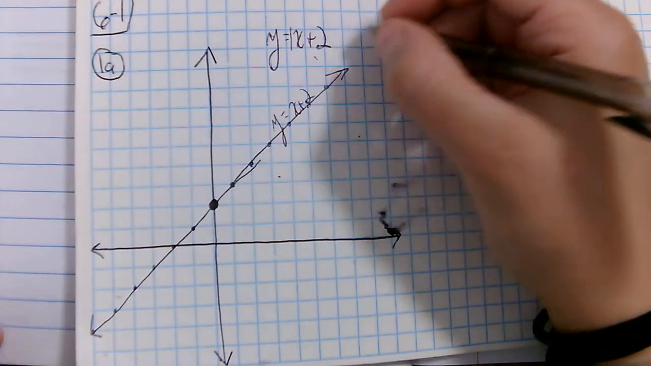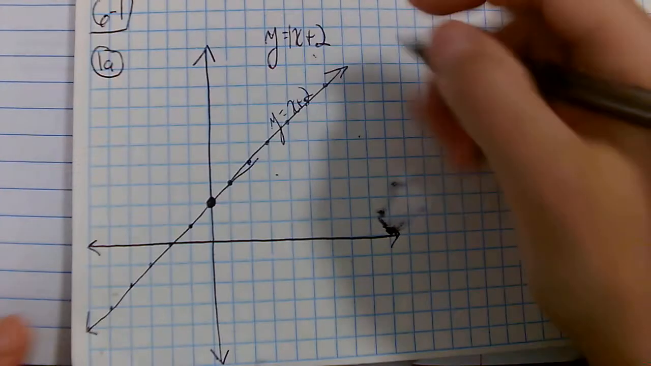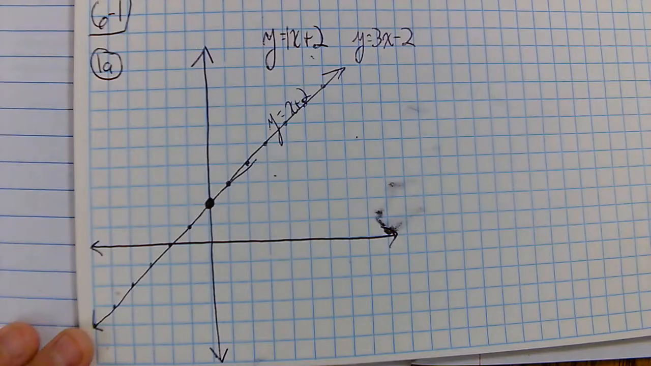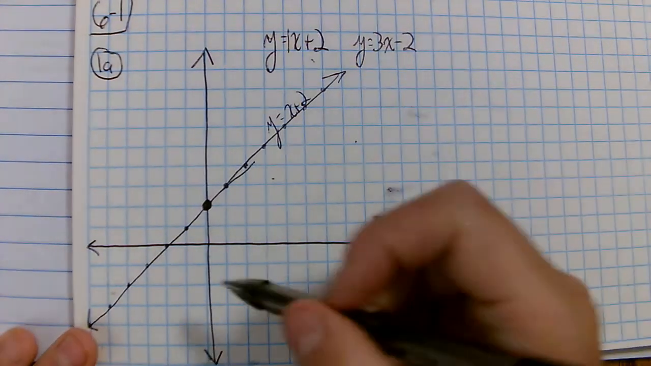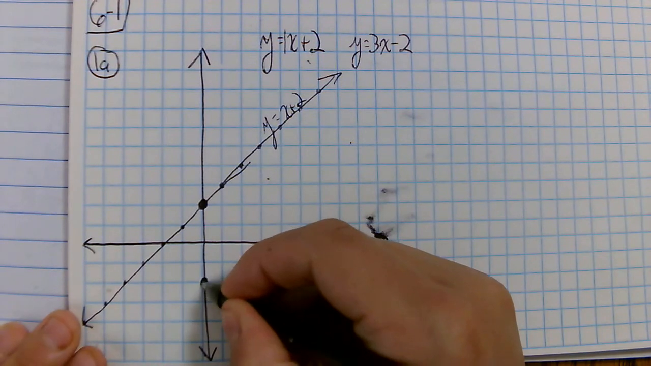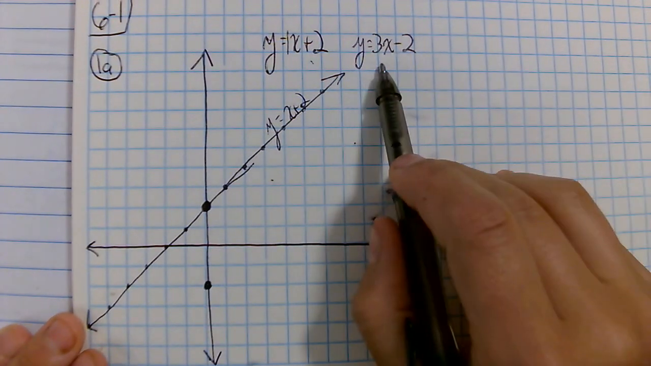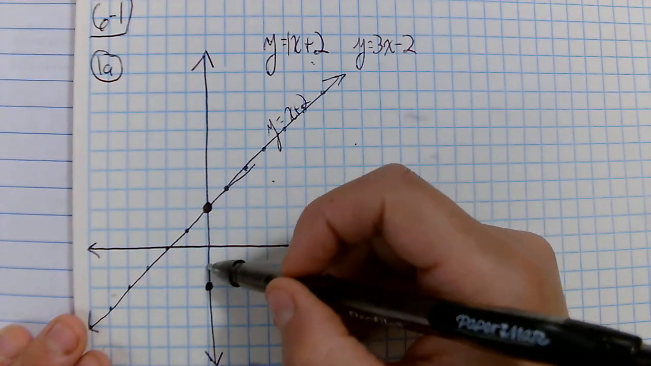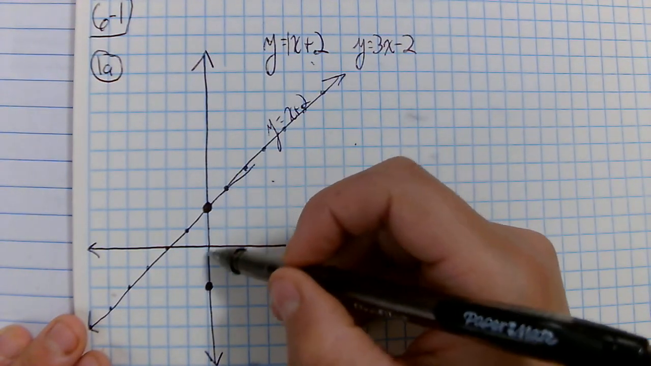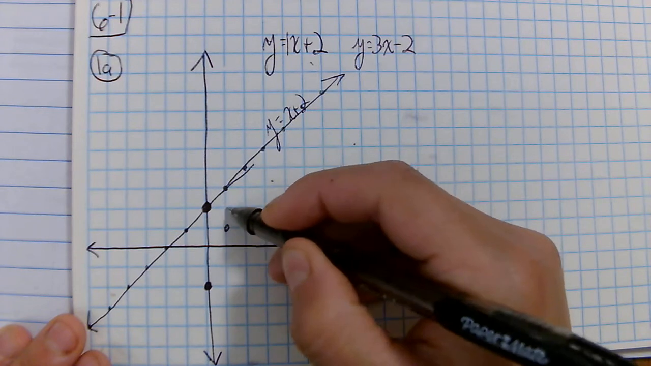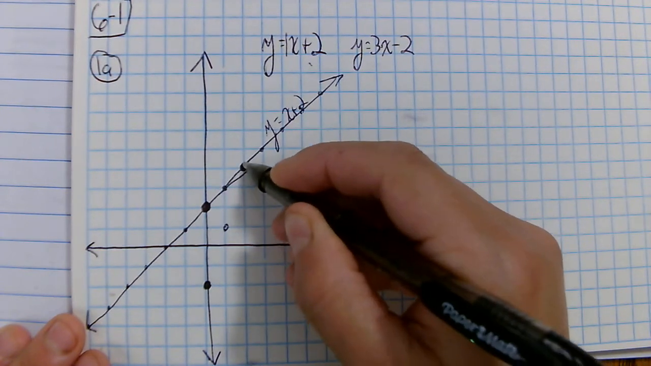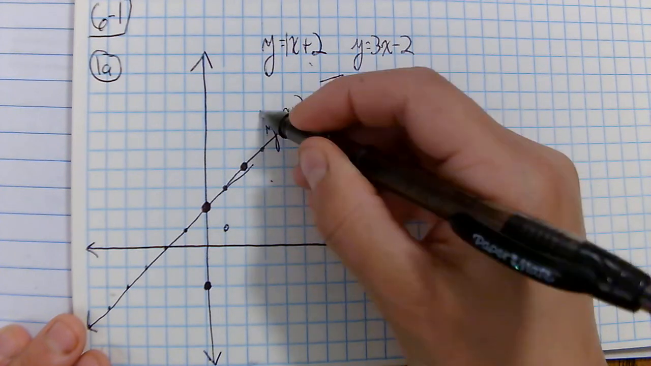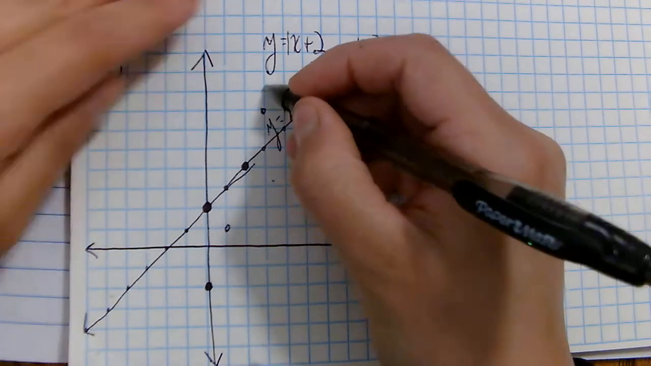My other equation was, there we go, y equals 3x minus 2. So I'm going to start at the y-intercept, which is negative 2, and the slope is a positive 3. So rise over run, I do up 3, 1, 2, 3, over 1. 1, 2, 3, over 1. That looks like my intersection there. I'm just going to plot a couple more points. 1, 2, 3, over 1, and that should do it.